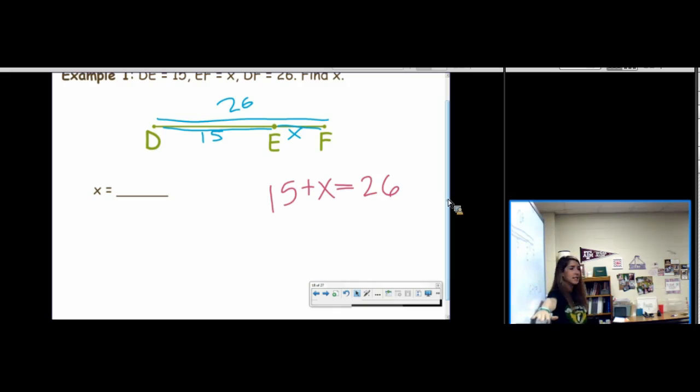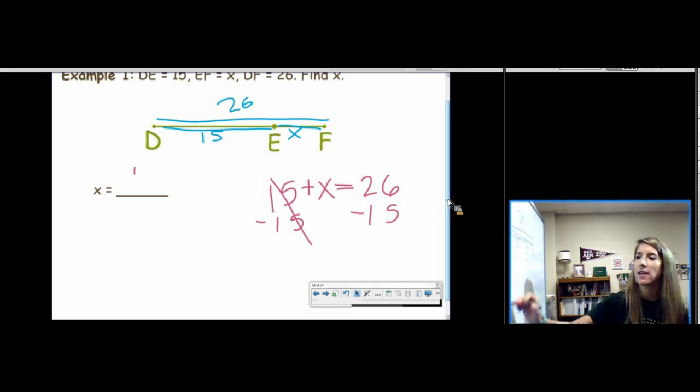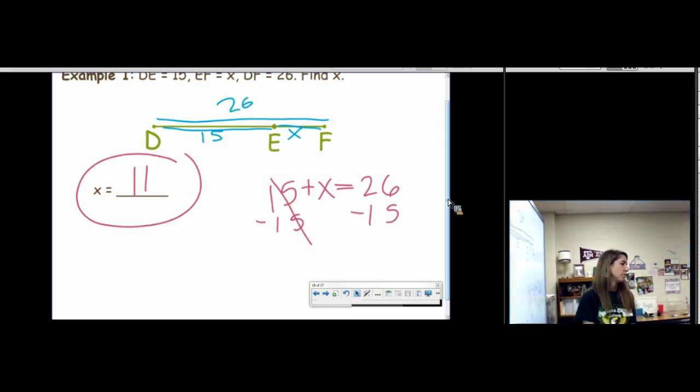What's the opposite of positive 15? Negative 15. X equals? No one grabbed their calculators. Helen's going to do our mental math for us. Thank you, ma'am. 11. Very good.